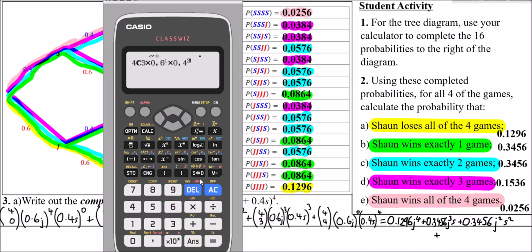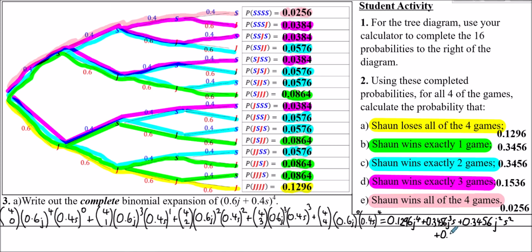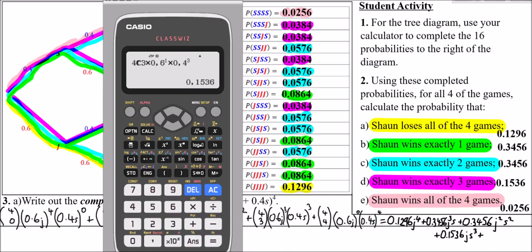And 0.4 cubed, and I get 0.1536. And so the next one is 0.1536 j s cubed. And the final one is just 4 choose 4, 0.6j to the 0, and 0.4s to the power 4. And so 4 choose 4, like 4 choose 0, is always 1, but I'm just including it so you can see the pattern clearly.